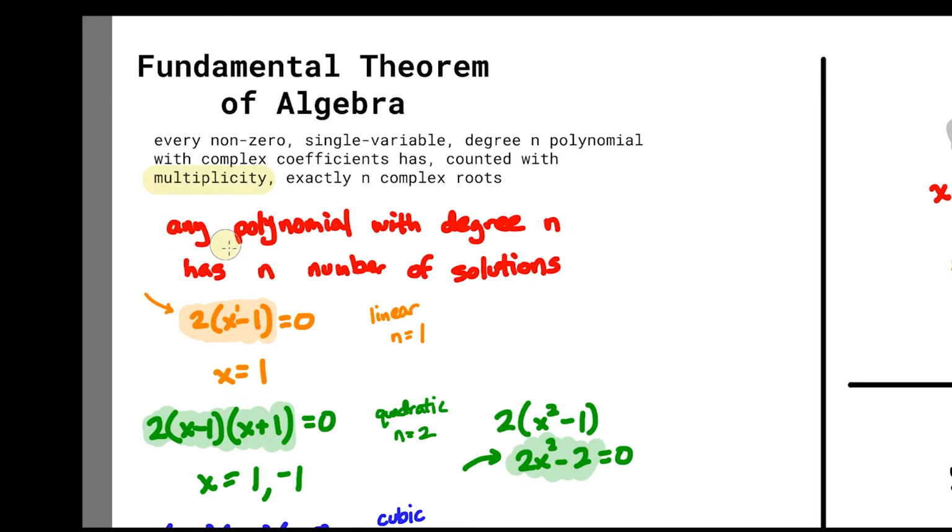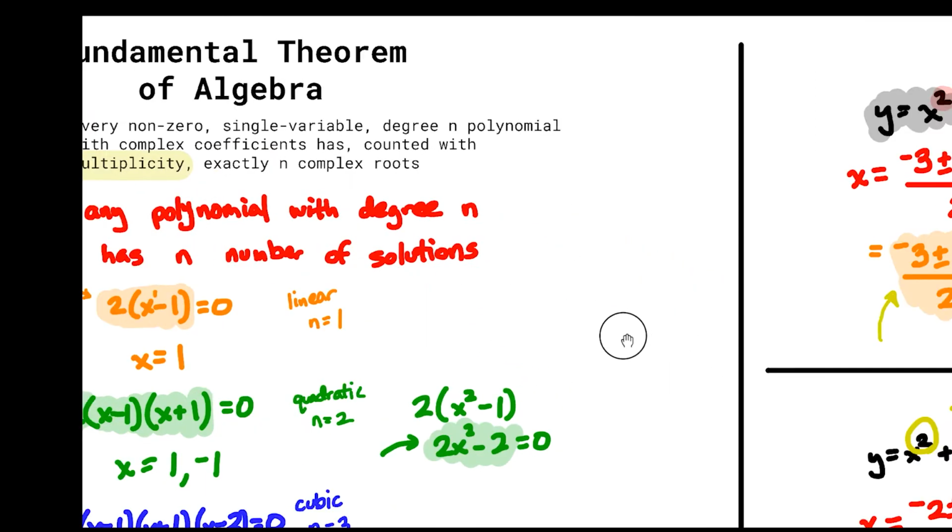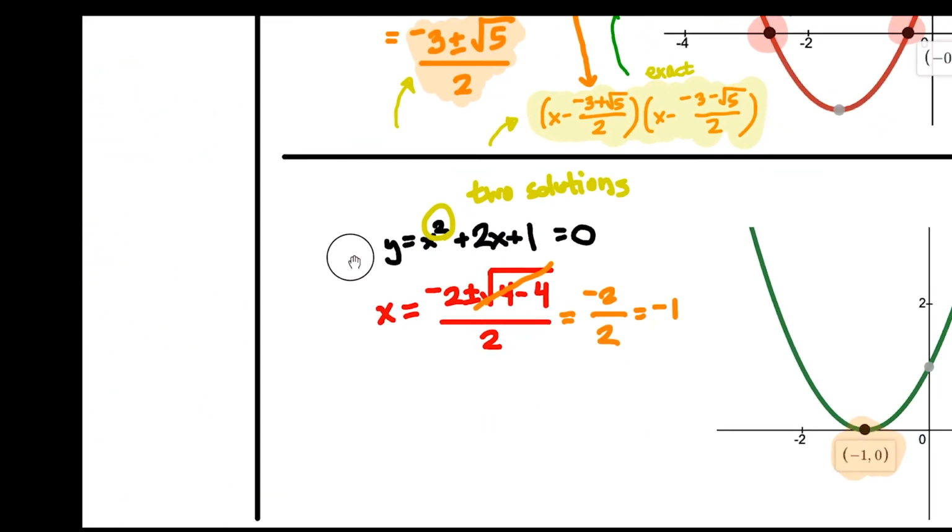Now I kind of ignored that the first time because there were so many words in there. I kind of just gave you the definition that I'm highlighting right here: any polynomial with degree n has n number of solutions. I didn't actually write anything about multiplicity in there because it's a brand new term. But this is a great way of explaining what multiplicity is all about using an example.